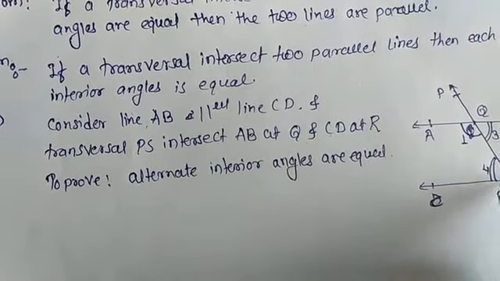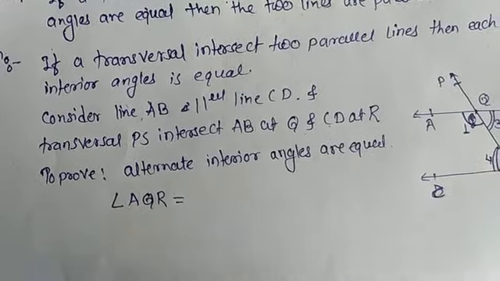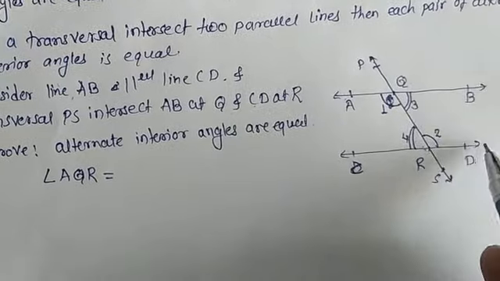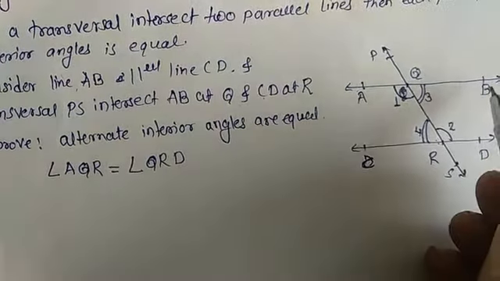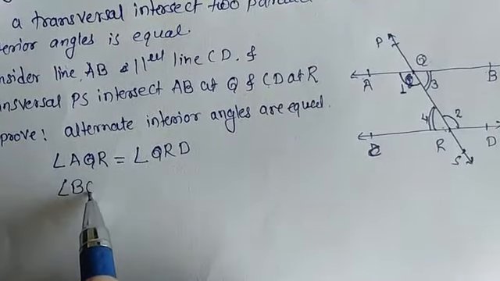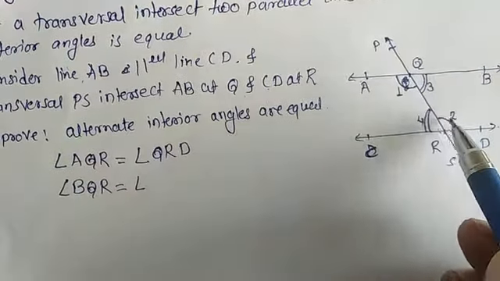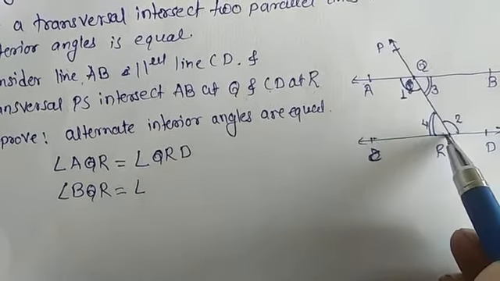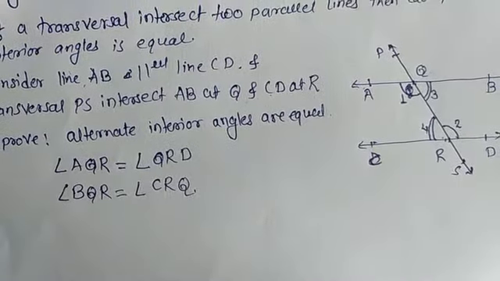angle AQR is equal to angle QRD. And the second part we have to prove is that angle BQR is equal to angle CRQ. Okay, this we want to prove here.